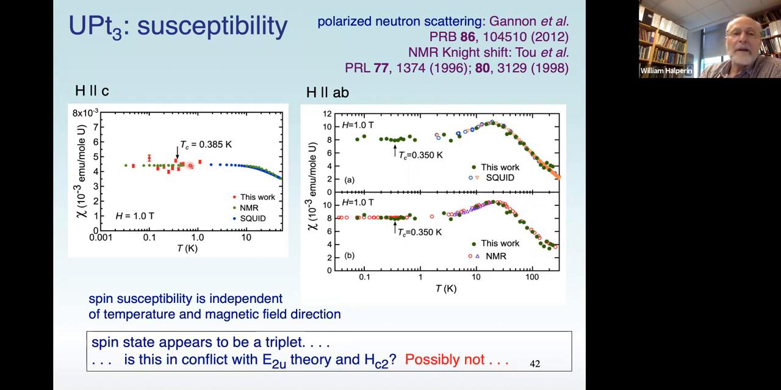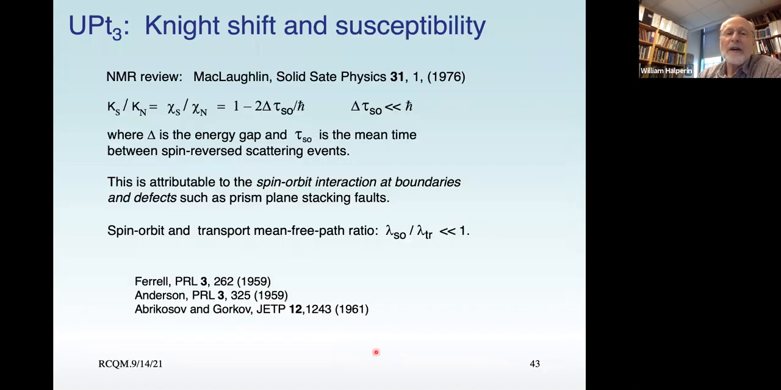So we did polarized neutron scattering to check that, and we get exactly the same results. Now the neutrons pass through the entire superconducting state, with 30% transparency. So this is a very convincing result from the neutron scattering, I think, which confirms that the NMR Knight shift measurements are on the money. However, does this mean that the E2u theory and its dependence on HC2 is suspect? And I say, not so fast.